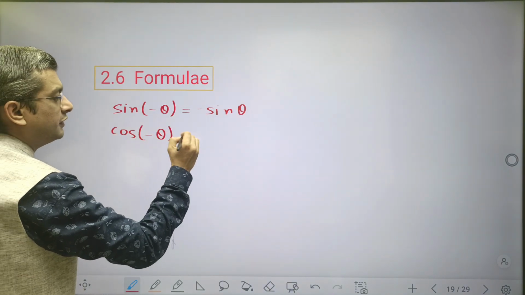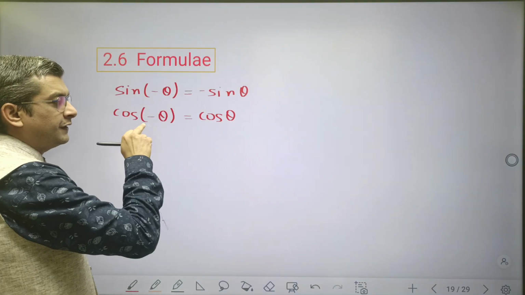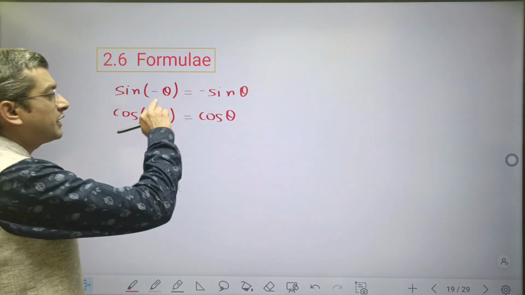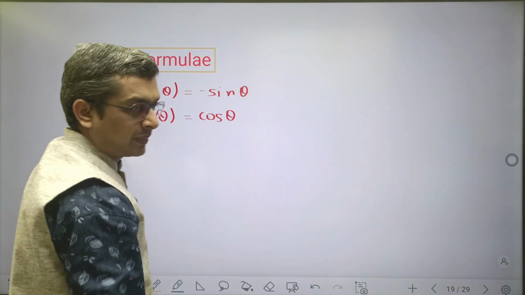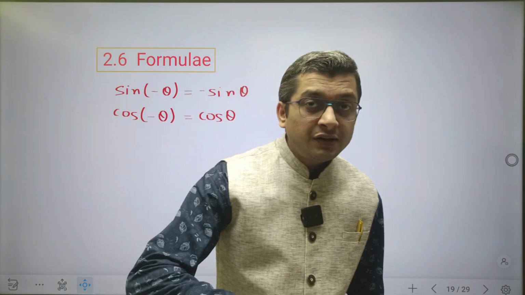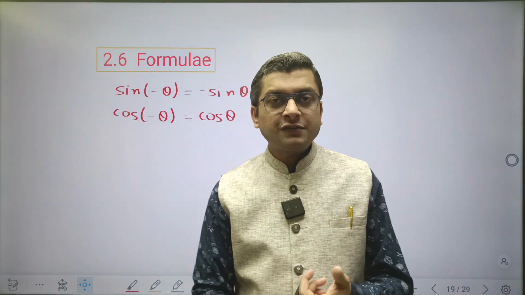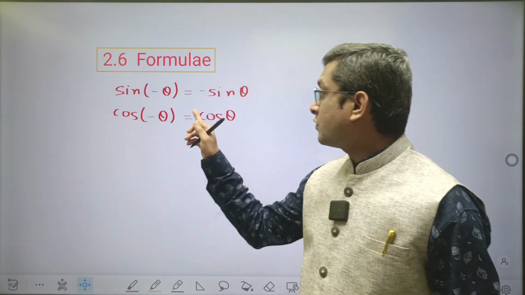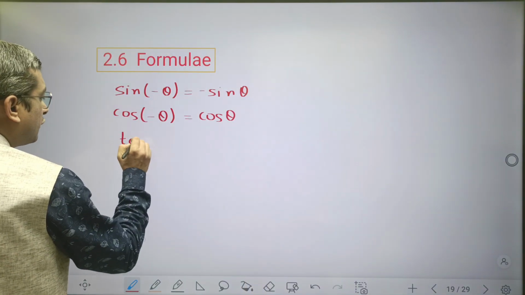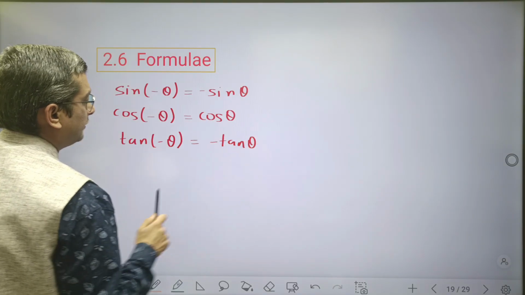Cos of minus theta is equal to cos theta. For example, cos of minus 30 is equal to cos of 30. Both have the same values. But sine of minus 30 is minus of sine 30. For example, sine 30 is 1 by 2, but sine of minus 30 is minus 1 by 2. But in the case of cos theta, cos of minus 30 is root 3 by 2 and cos of plus 30 is also root 3 by 2. Both have the same values. Tan of minus theta is minus of tan theta.